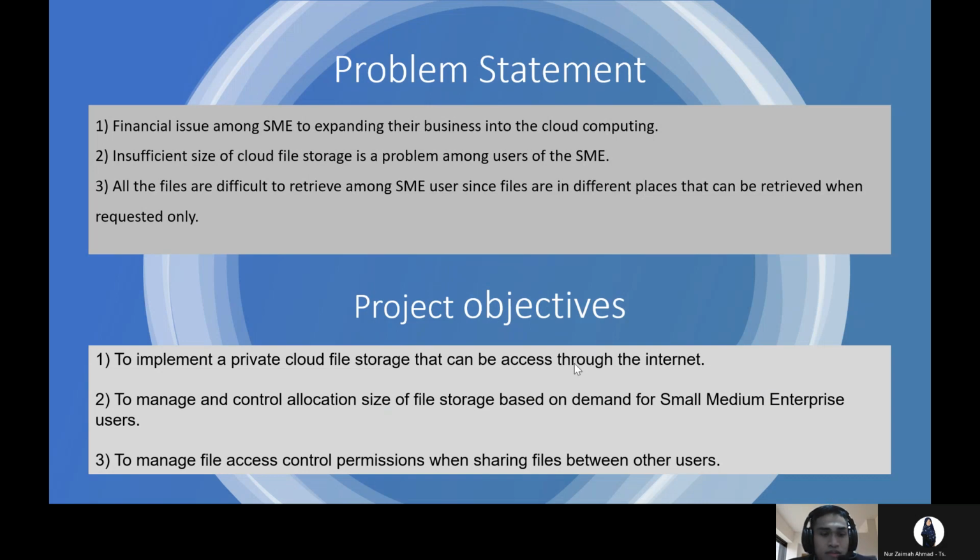The third is to manage file access control permission when sharing files between other users. For the Owncloud features, the user can set a certain file to be read only or editable, so the file can be shared with other users.